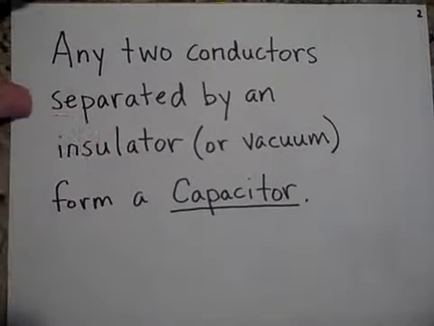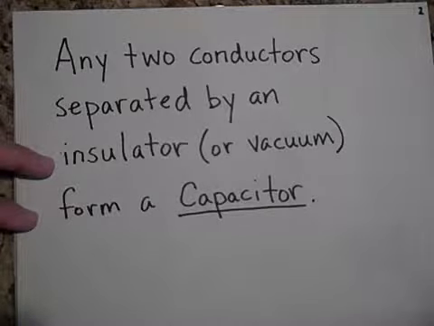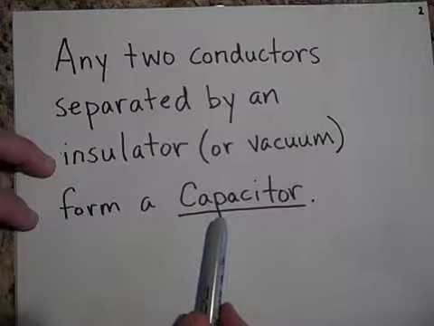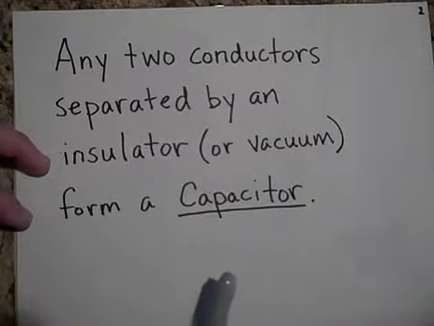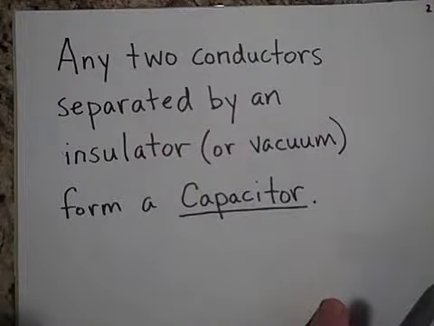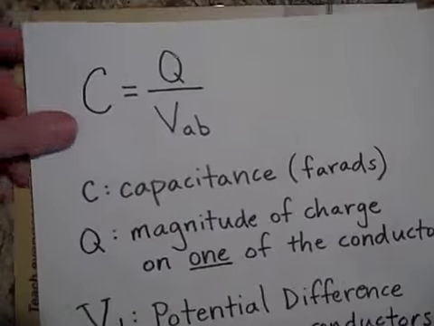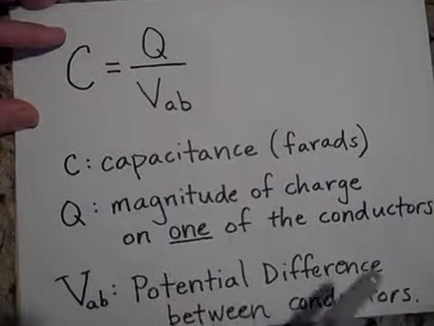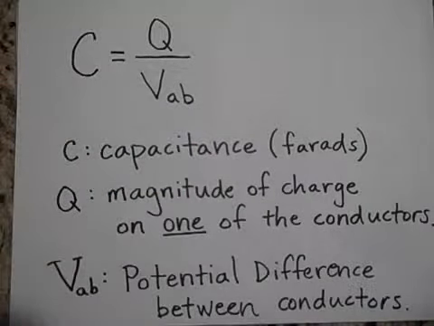Okay, a capacitor is any two conductors that are separated by an insulator. The insulator could even just be a vacuum. They form a capacitor. So whenever you have a conductor and then an insulator and then another conductor and the charge isn't allowed to go from the one to the other, we say we have a capacitor. The definition of capacitance then is going to be just how much charge you have on each of the conductors divided by the voltage between the conductors.